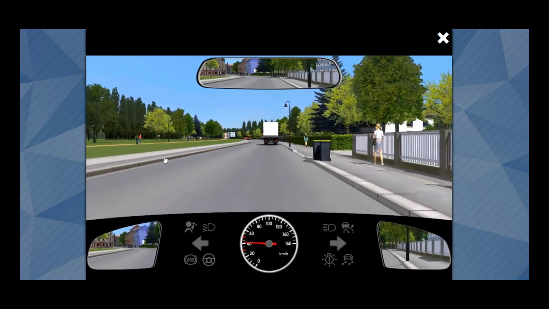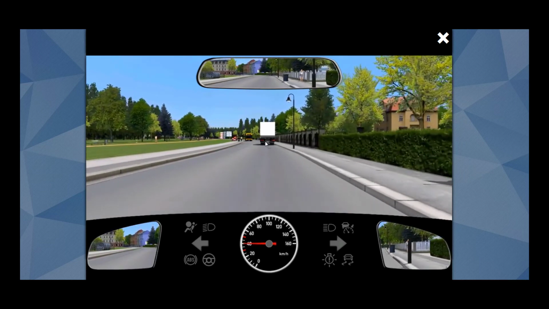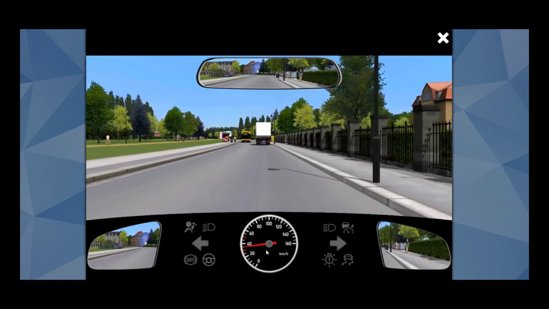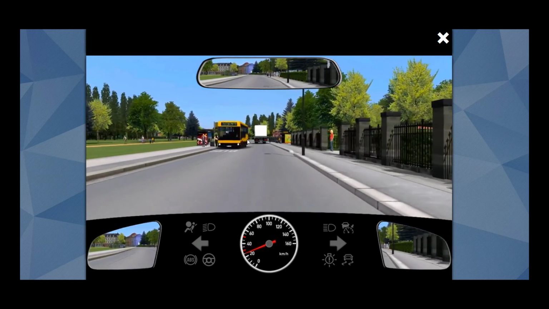We are inside the city. We are following a truck. From the opposite direction, a bus is coming. Truck has reduced its speed. We are also reducing. Bus has given the indicator and now all the warning lights are on.